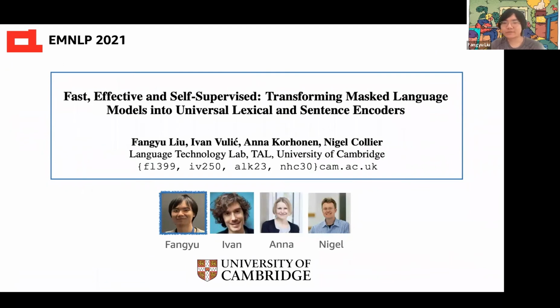Okay, I will start with the first work. It's called Fast, Effective, and Self-Supervised: Transforming Masked Language Models into Universal Lexical and Sentence Encoders. I realize that this title is way too long, but if I were to name this work now, this paper basically presents a method to turn a pre-trained language model into a very good sentence or simply text encoder.